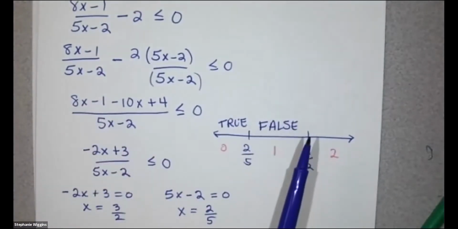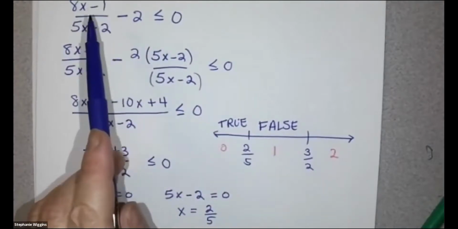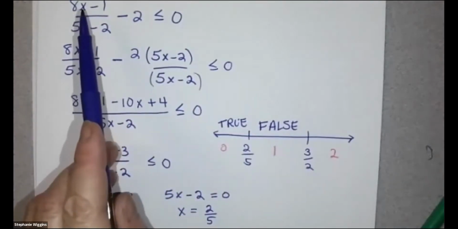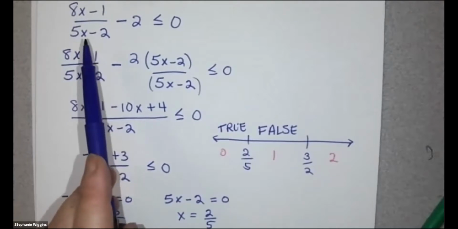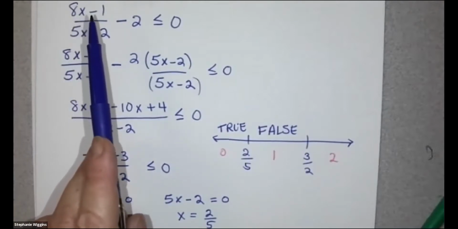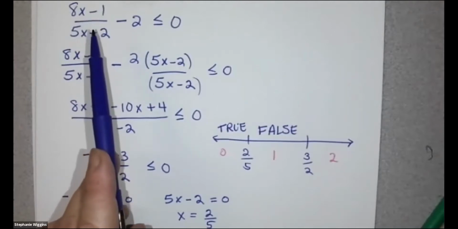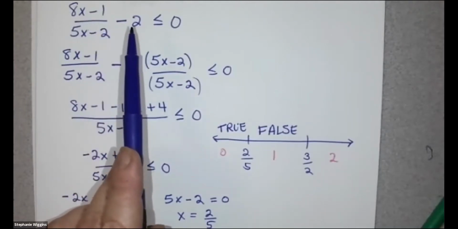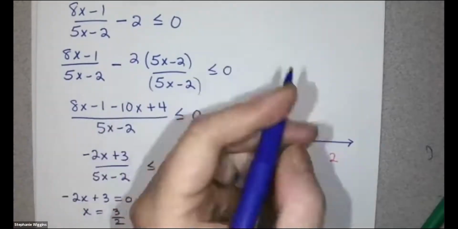And then plugging in 2, I'll get 15 in the numerator, 15/8. 16/8 is 2, so 15/8 is less than 2, and if I subtract 2, I'm going to get a negative number, so this is true.